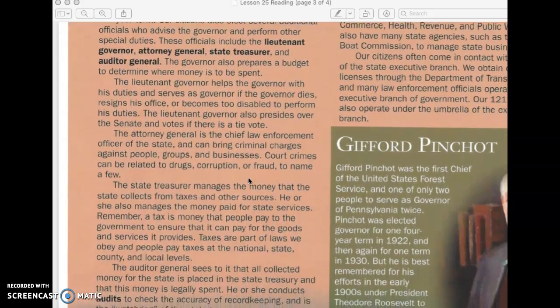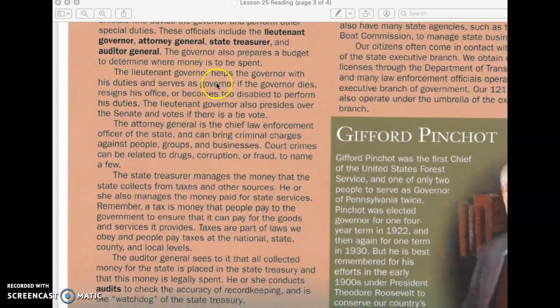The lieutenant governor helps the governor with his duties and serves as governor if the governor dies, resigns his office, or becomes too disabled to perform his duties. The lieutenant governor also presides over the Senate and votes if there is a tie vote. The attorney general is the chief law enforcement officer of the state and can bring criminal charges against people, groups, and businesses. Such crimes can be related to drugs, corruption, or fraud, to name a few.